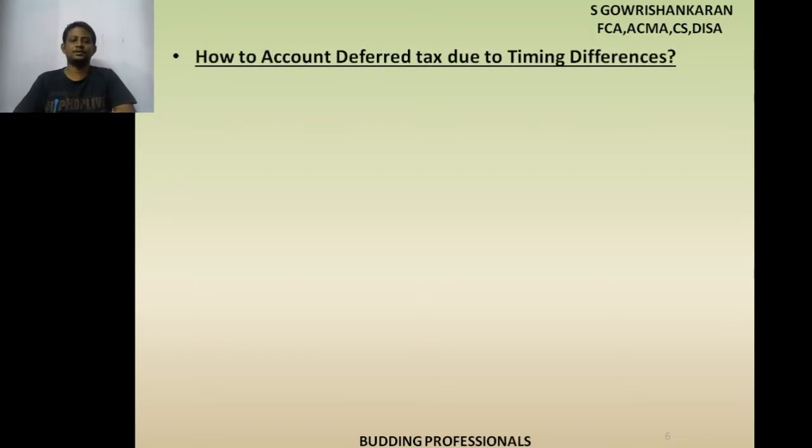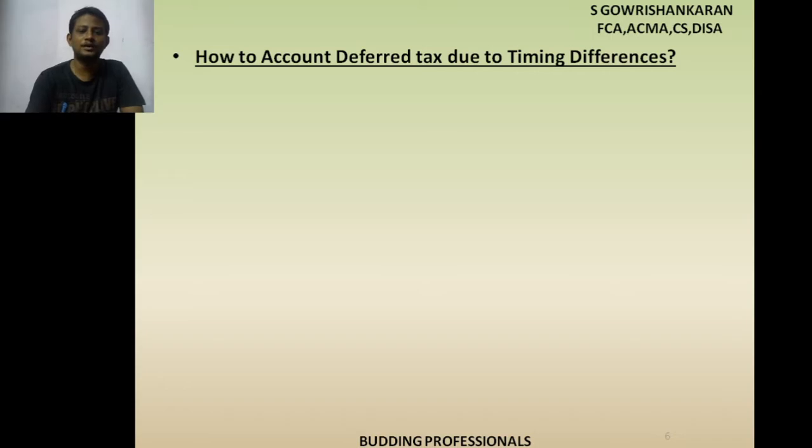What is the next thing? How to account deferred tax due to timing differences. That is the next question. Now you know what deferred tax is, correct? Deferred tax is generally created for the purpose of timing differences between GAAP and the Income Tax Act, due to which a certain item is accounted as an expense, and a certain item is not accounted as an expense. Then later on it is accounted as an expense. Later on it is not accounted as an expense. For that reason we are creating the deferred tax.